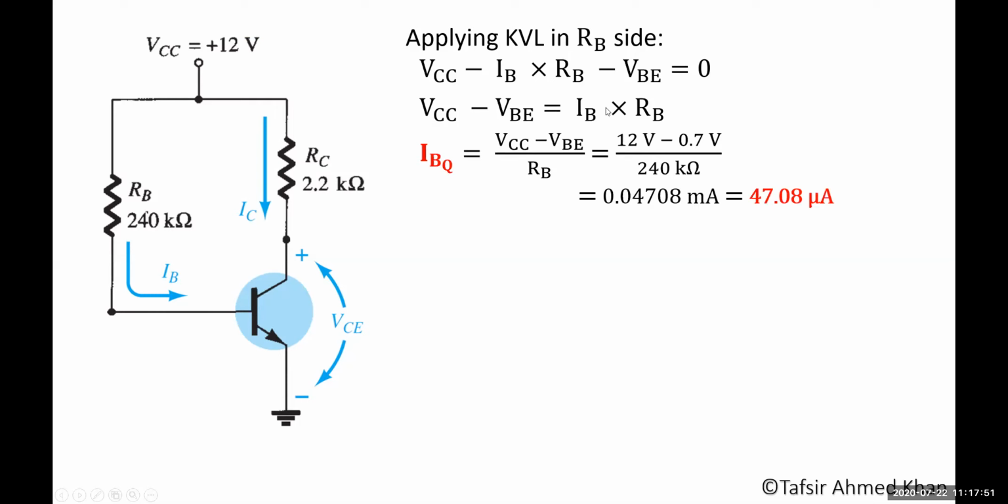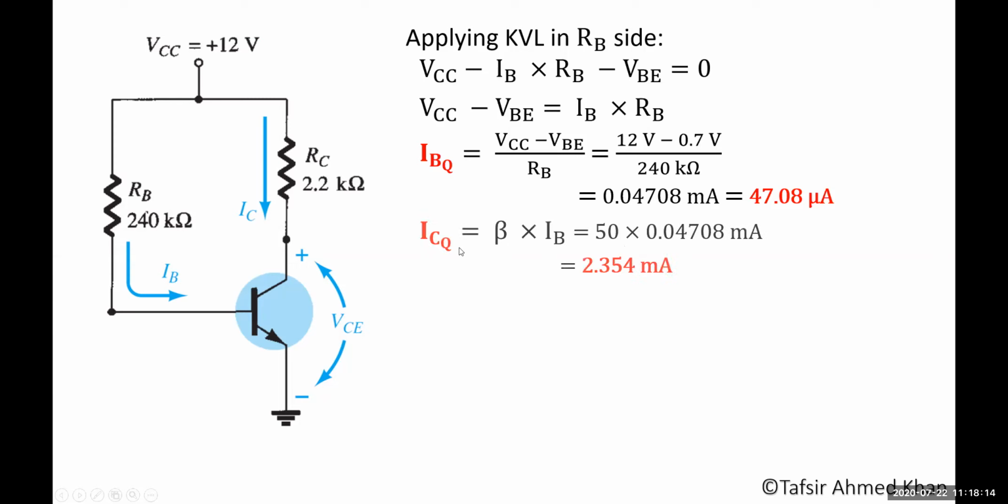So IB is equal to VCC minus VBE divided by RB. So take the RB on that side. VCC is equal to 12 volt. VBE is 0.7 volt. RB is equal to 240 kilo ohm. So your value is equal to 0.04708 milliampere. If you multiply it with 1000, your value is 47.08 microampere.